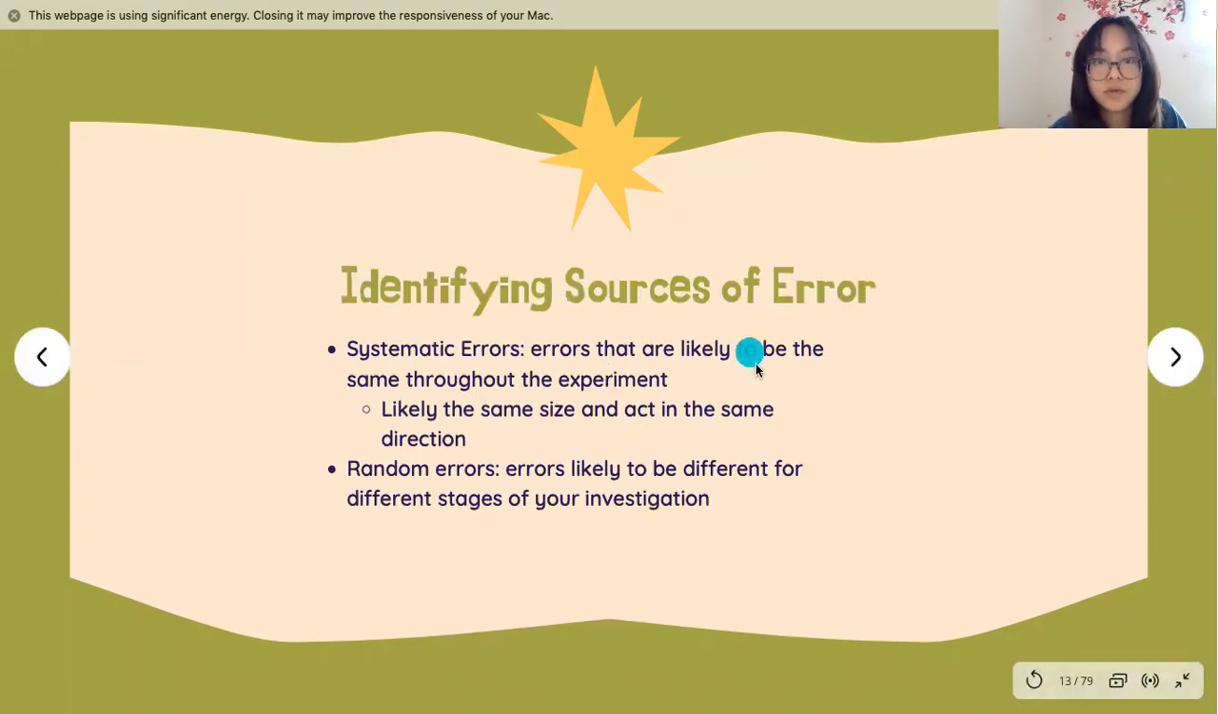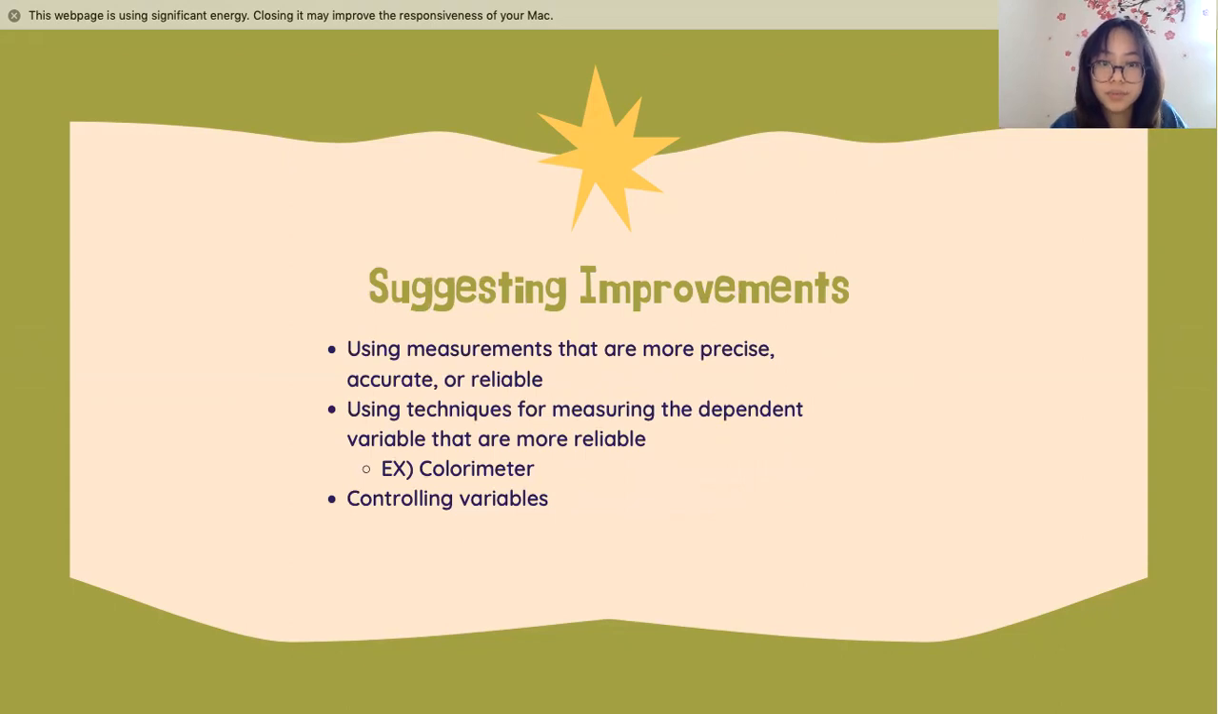So when identifying sources of error, there are two types, which is systematic and random error. Systematic are errors that are likely to be the same throughout the experiment, and random errors are the errors that are different for different stages of your investigation. When suggesting improvements, it's important to use techniques when measuring the dependent variable that are more reliable, such as the colorimeter, or using controlled variables.